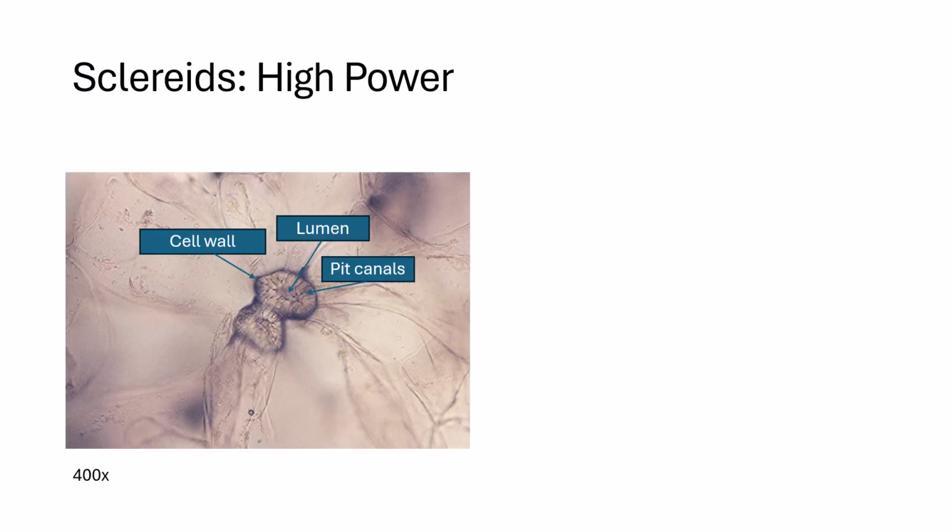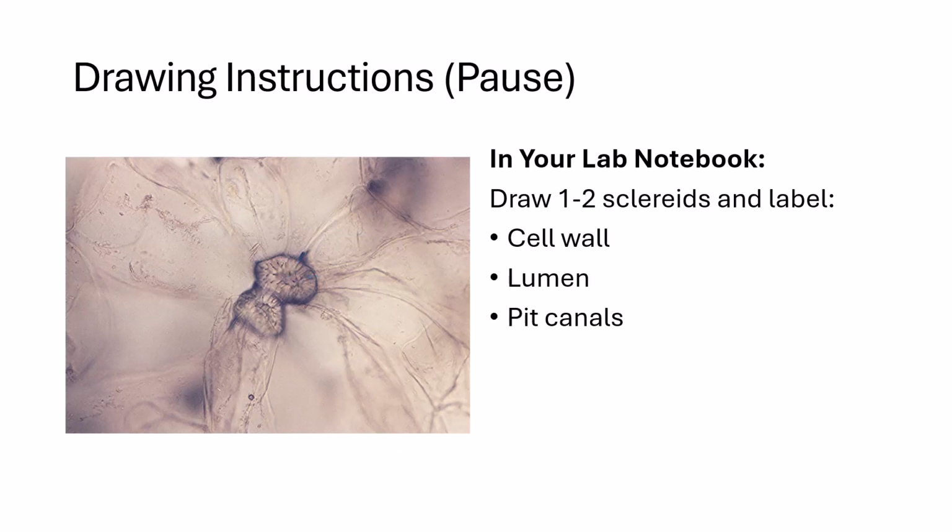At higher magnification, each sclereid appears irregularly shaped with very thick lignified walls. The central cavity is the lumen. Thin lines extending through the wall are pit canals, which allow limited communication between cells. Pause the video and sketch 1 or more sclereids. Clearly label the thick cell wall, the lumen, and the pit canals.